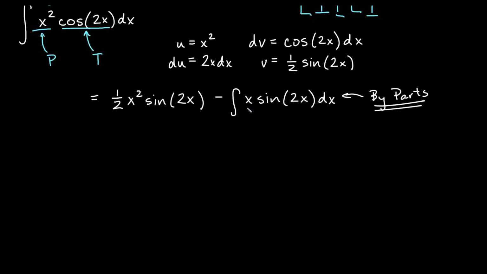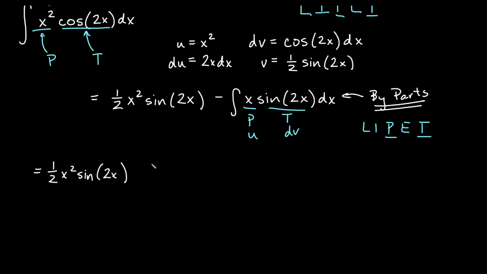Okay, so using our LIPET again to choose u, I have a polynomial again, and I have a trig function. And if I look at LIPET, then again my polynomial is going to come before my trig function, P before T there. So this is going to be my u, and this part will be dv. All right, let's go ahead and write down what we have, and then we'll work out this remaining by parts here. So I have a 1/2 x squared sine of 2x, and that's going to be part of my solution. And I'm going to go ahead and put minus, and then I'm going to start some brackets, and just note that this entire integral is going to go inside of that eventually.